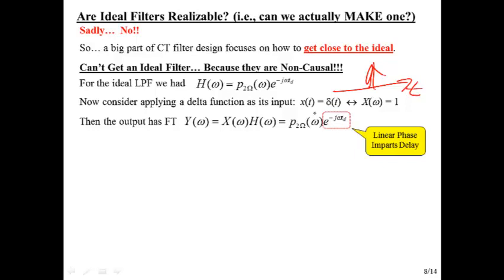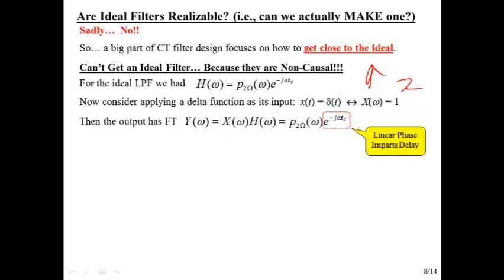So what we need to do is we use the fact that X of omega for delta, x equal to delta of t, is equal to 1. So this goes to 1, so we're left with Y of omega is just equal to H of omega, and we've just plugged in what we have there. So now we're going to take the inverse Fourier transform of this to find the output of our system when we hit it with this delta function.